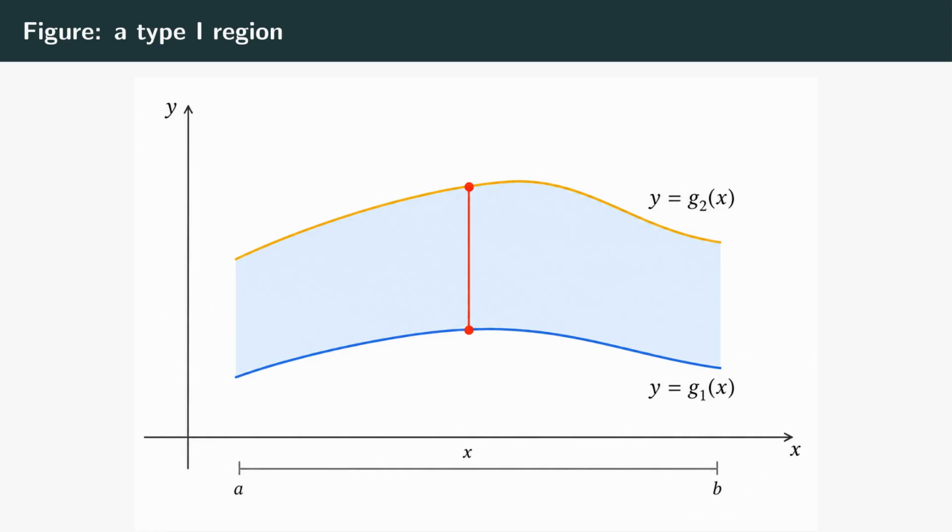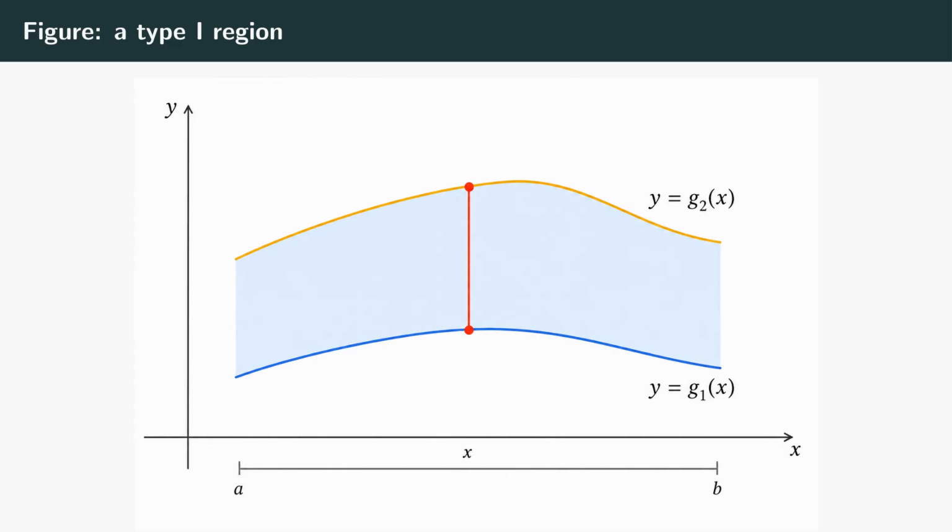Here is the picture for a type 1 region. The shaded blue region sits between two curves. The lower boundary y equals g sub 1 of x in blue, and the upper boundary y equals g sub 2 of x in gold, both running from x equals a on the left to x equals b on the right. The red vertical segment is one representative strip. For a fixed x value, y runs from g sub 1 of x up to g sub 2 of x.